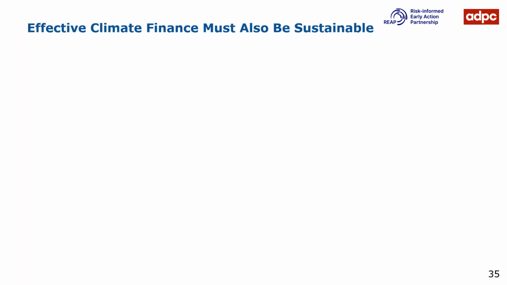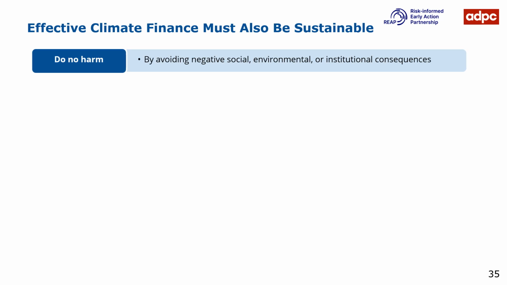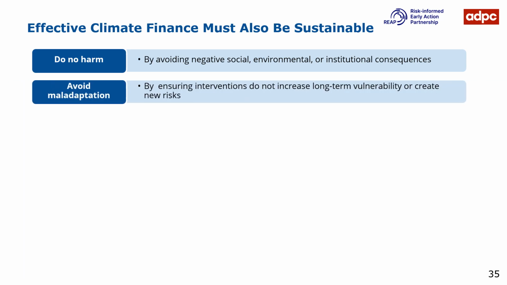This slide highlights the quality of finance. Effective climate finance must do no harm. It should avoid negative social, environmental, or institutional consequences. It must also avoid maladaptation, meaning that interventions should not unintentionally increase long-term vulnerability or create new risks.